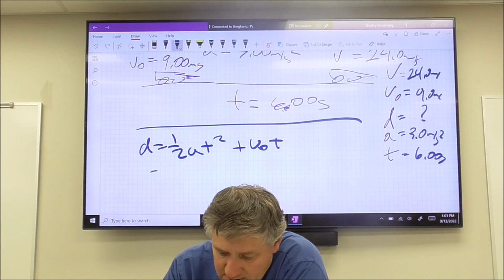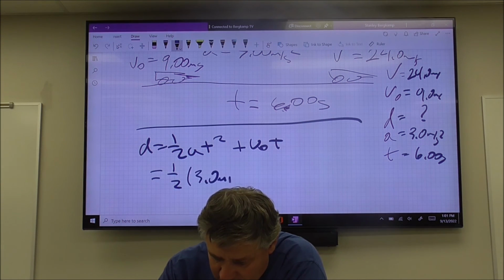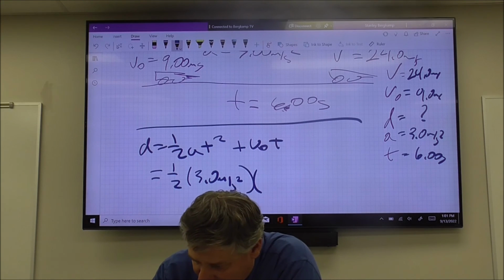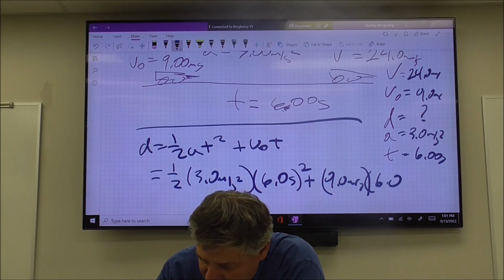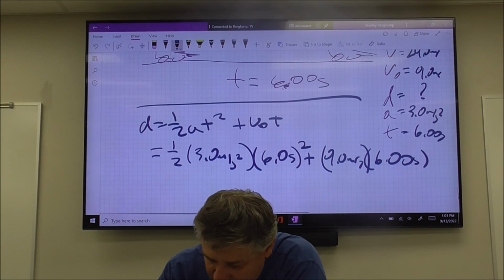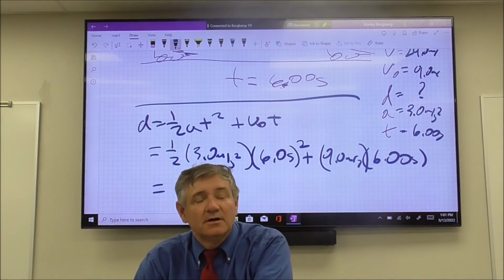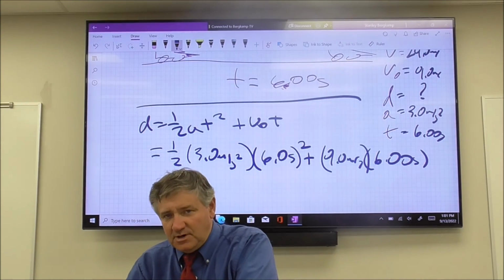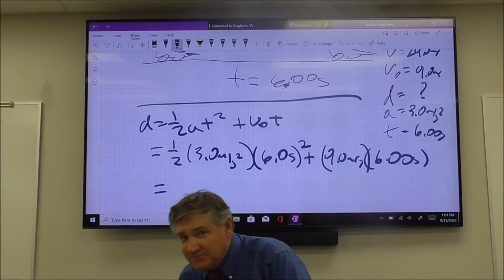So this is going to be 1/2 times my acceleration of 3 meters per second squared, my time is 6 seconds squared, plus my V naught of 9 meters per second times my time of 6 seconds. Okay? Now, here's what you're going to do wrong on this equation. You mark my words, you are going to forget to square that time.